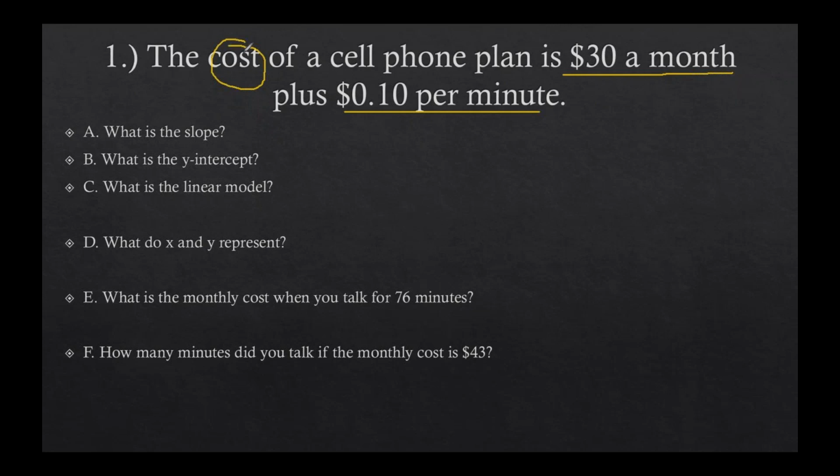Monthly, exactly. So we're talking about the cost. So we're talking about a 1 month bill in this problem. Just keep that in mind. Okay, so what do you notice about the 10 cents or the $30? Do you notice anything about it? Can you tell me, slope, y-intercept, anything based off of what you know?